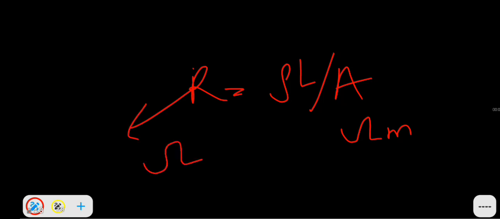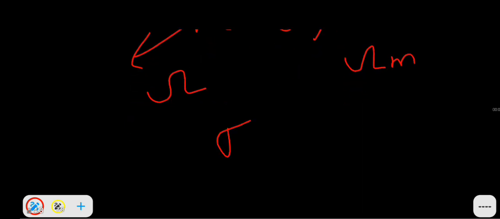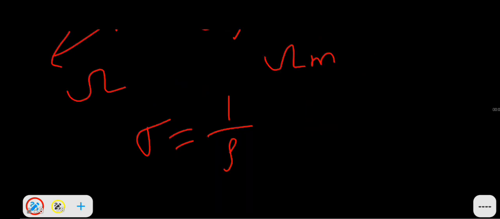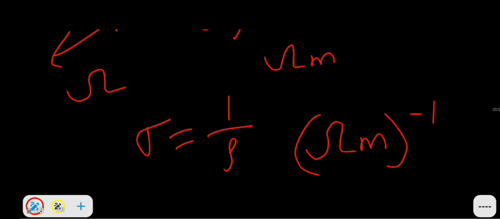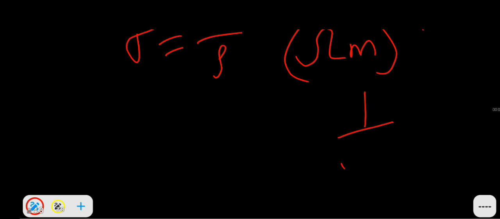You also have what is called conductivity, which is this symbol. Conductivity is the reciprocal of resistivity. The unit of conductivity is per ohm, so like this, then put -1 here. Or you can write it like this, 1 over ohm meter.